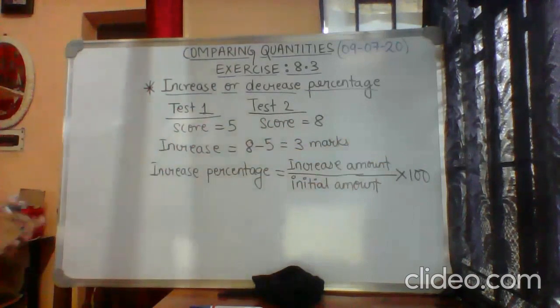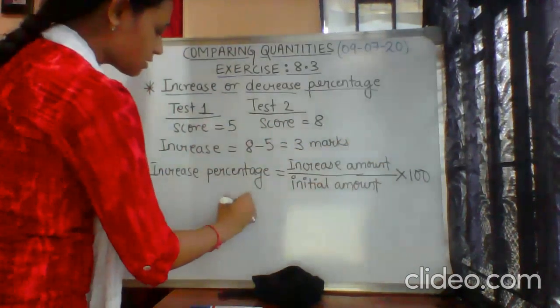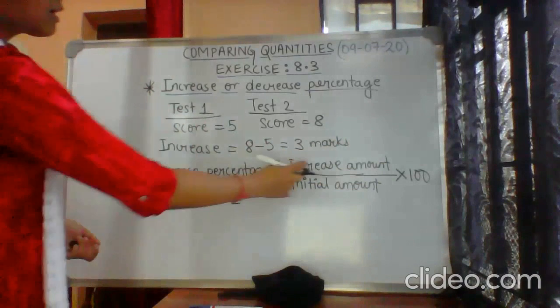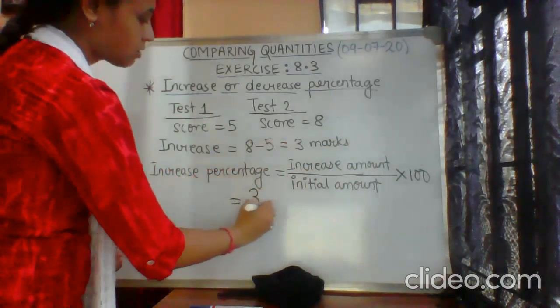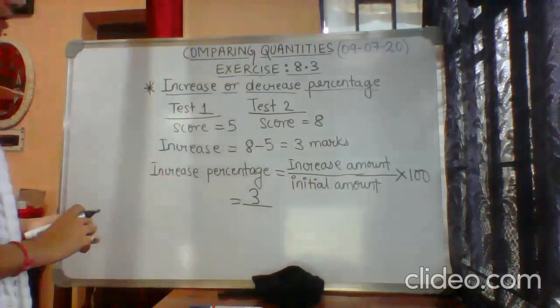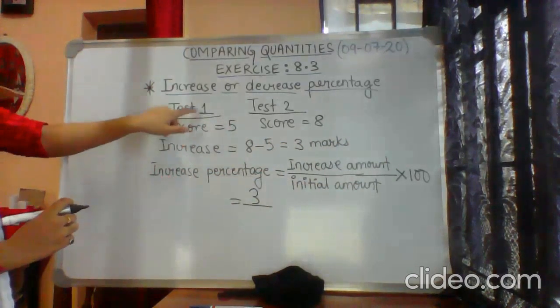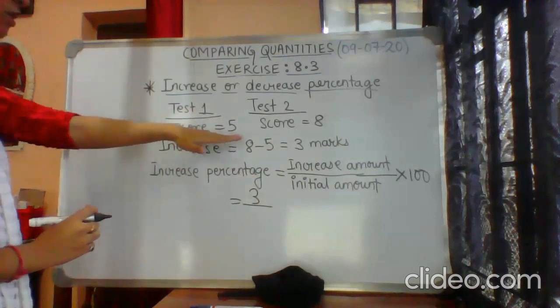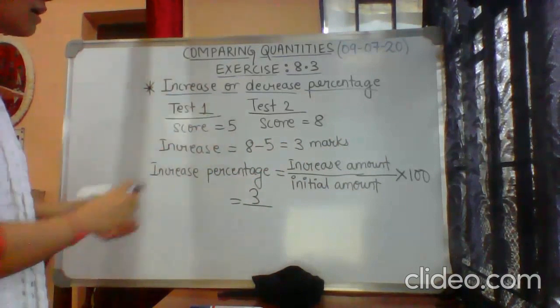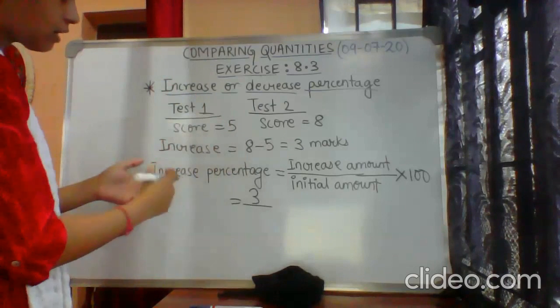So in this case, how can we find the increase percentage of marks? The increase amount: by how much did the marks increase? By 3 marks. What was the initial mark? In test 1, that was the initial mark. Based on this only we are calculating the increment.